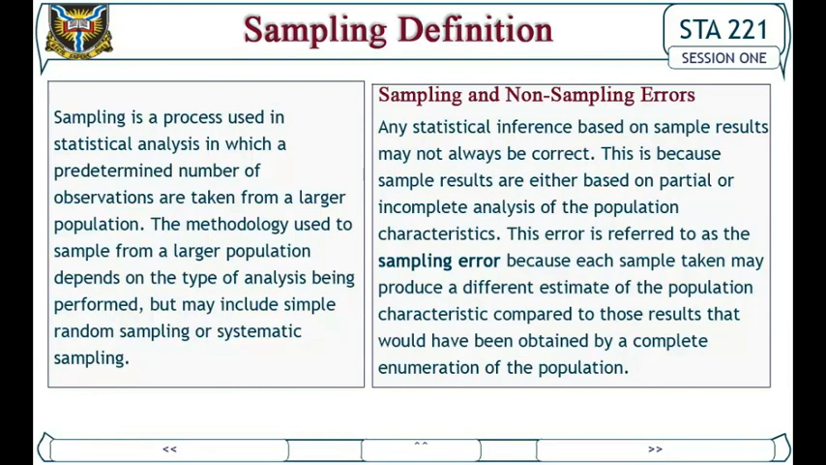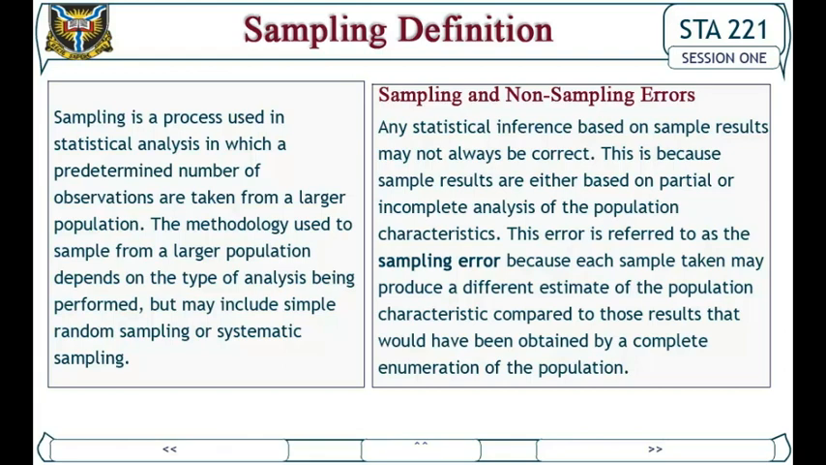Sampling definition. Sampling is a process used in statistical analysis in which a predetermined number of observations are taken from a larger population. The methodology used to sample from a larger population depends on the type of analysis being performed, but may include simple random sampling or systematic sampling.